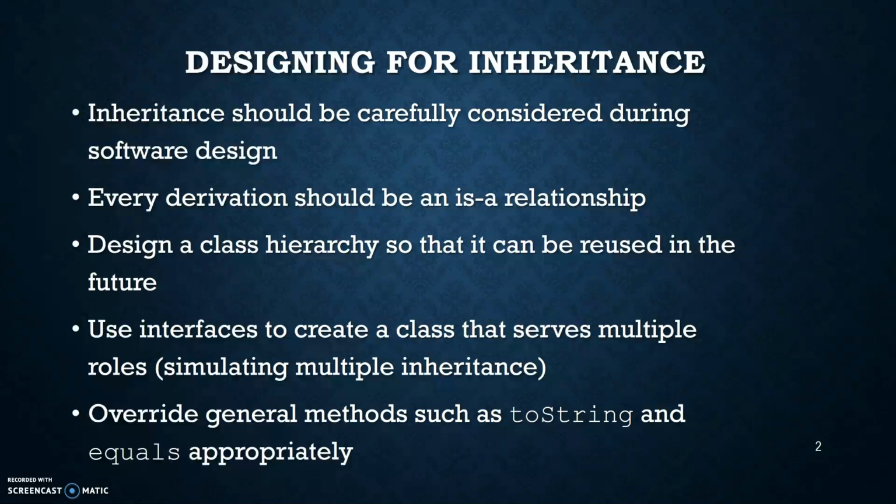Override methods as appropriate to tailor or change the functionality of a child. Add new variables to the child class as needed, but don't redefine any inherited variables. Allow each class to manage its own data. Use the super reference to invoke a parent's constructor and to call overridden versions of methods if appropriate. Use interfaces to create a class that serves multiple roles, simulating multiple inheritance.